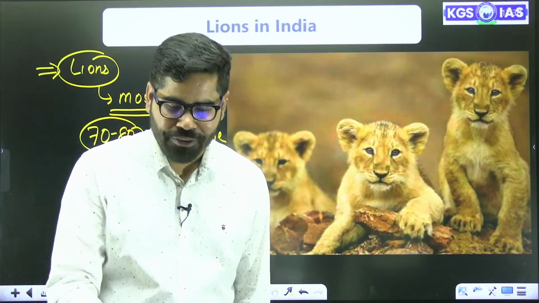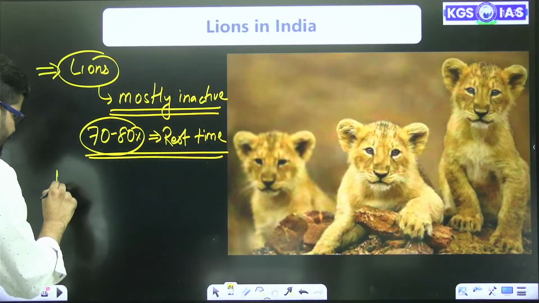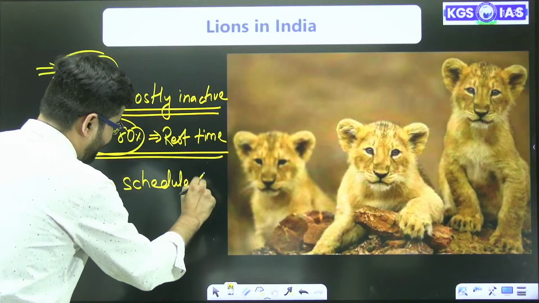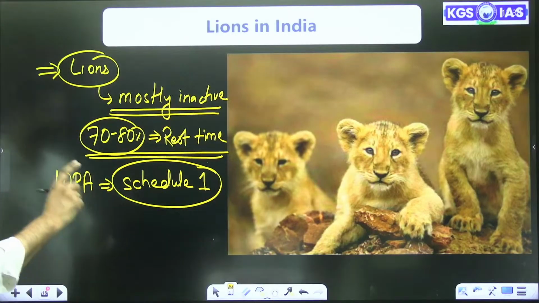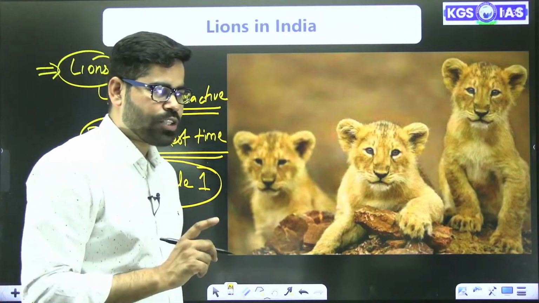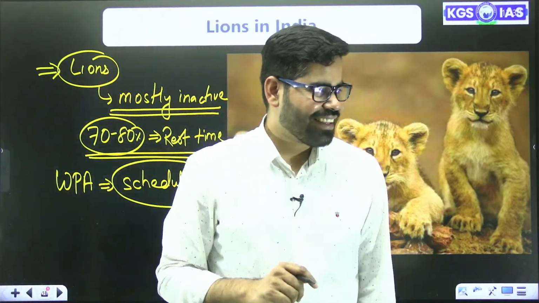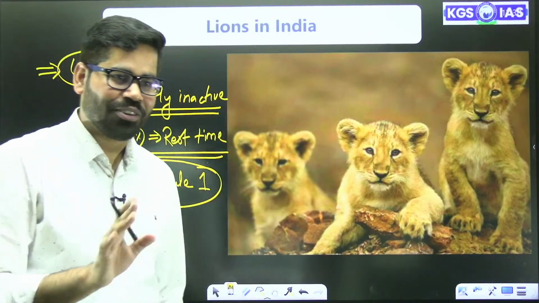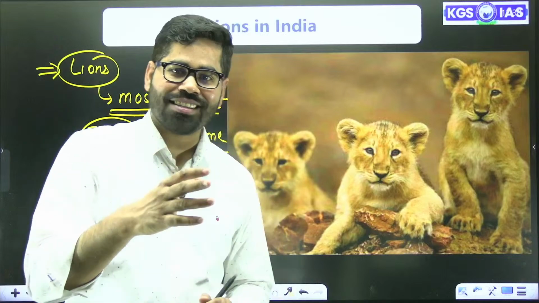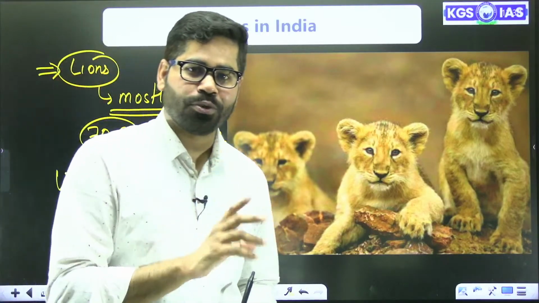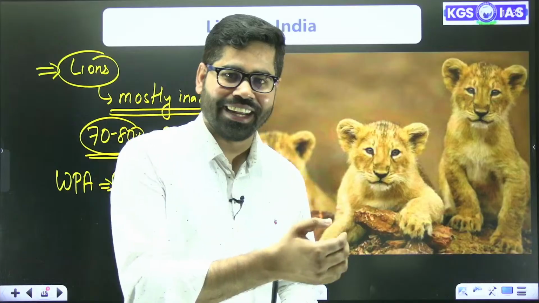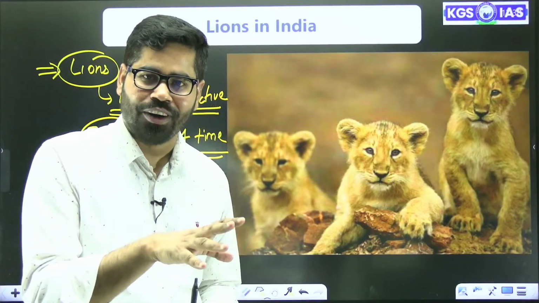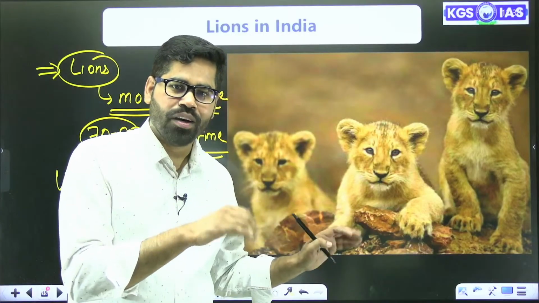Now, they are listed in the Wildlife Protection Act Schedule 1. They are protected under this Act. They are the version of Kumbhakarn. So they take rest throughout the day, and it is good also. Suppose the lions are active throughout the day, then what will happen to the cattle over there? What will happen to the other animals over there? So it is good for the forest that they keep on having their nap for most of the time.